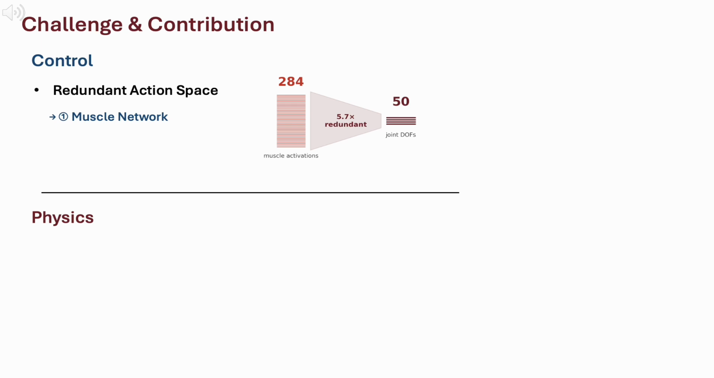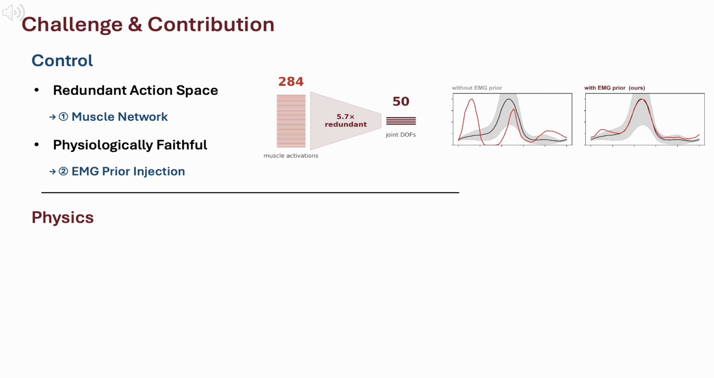The challenges here are twofold: control and physics. On control, the first is a redundant action space. We need feasible signals for 284 muscles to actuate joints with 50 degrees of freedom, so we train a supervised network to solve this inverse problem. The second is staying physiologically faithful to real data, so we inject an EMG prior to steer the network toward measured human EMG. On physics, stability and performance are long-standing challenges in 3D simulation.